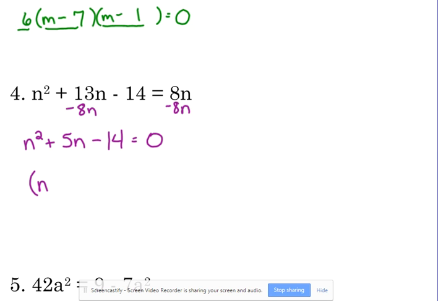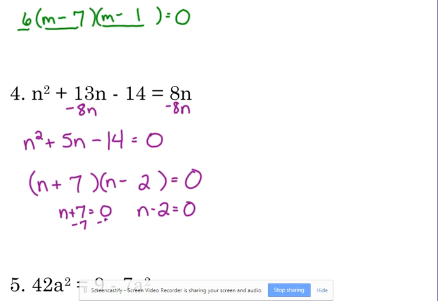We've got 14 is negative, so that means we have opposite signs, 1 plus, 1 minus. The 5 is positive, so that means the bigger number gets the positive. So 7 and 2, positive 7, negative 2. N plus 7 is equal to 0, n minus 2 is equal to 0.